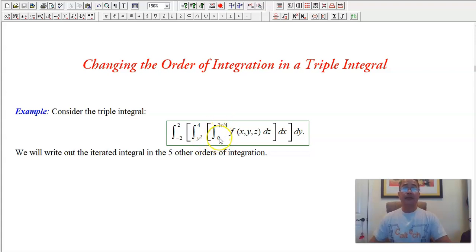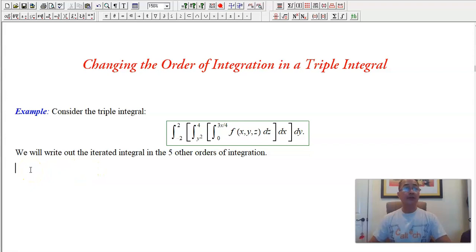The innermost integral can depend on one or both of the variables in the two outer integrals. So z can depend on both x and y, or only x or only y. For this problem, I decided that z will depend only on x. If that were 3y over 4, that would also be perfectly acceptable, but of course the problem would be completely different. So z will go from 0 to 3x over 4.